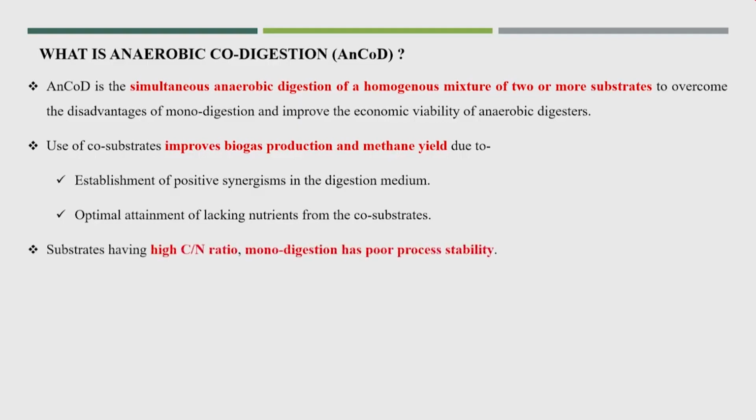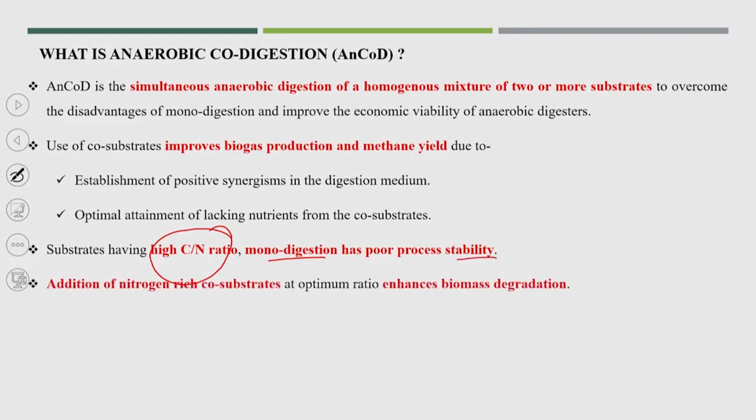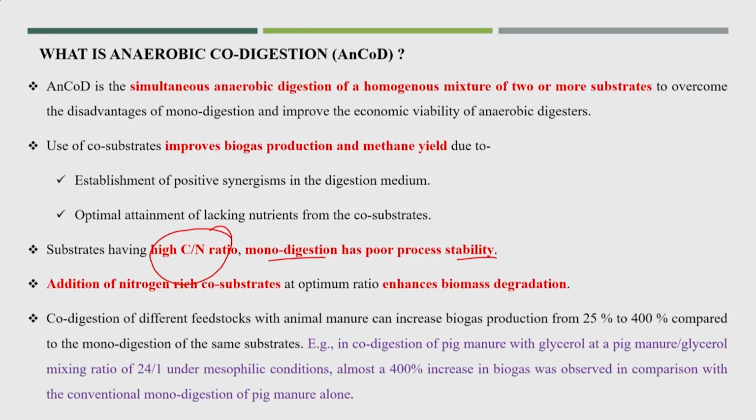So, for substrate having high carbon to nitrogen ratio, monodigestion has poor process stability. And addition of nitrogen rich co-substrate at optimum ratio enhances biomass degradation. So, co-digestion of different feedstock with animal manure can increase biogas production from 20 to 400% compared to the monodigestion of the same substrate.